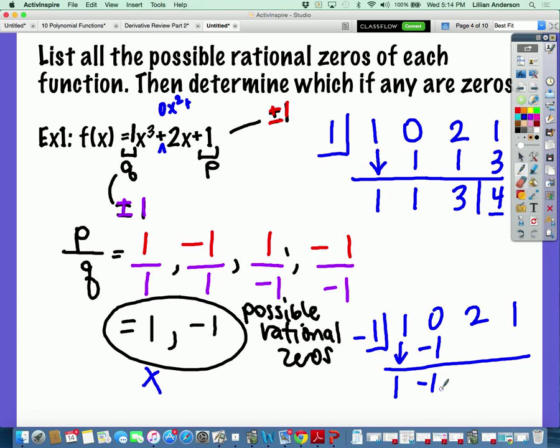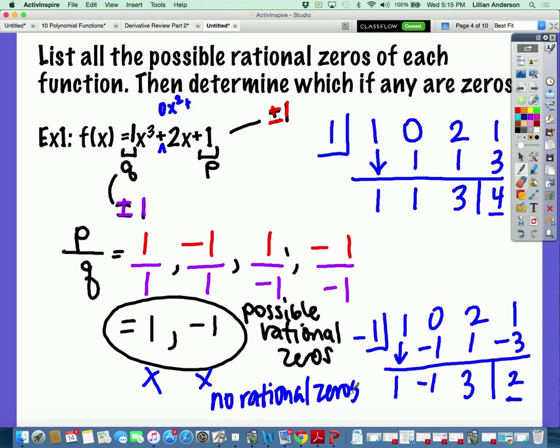In this case, we're going to subtract. Multiply, add, multiply, add. As we see here, 2 is our remainder, not 0. So that means that negative 1 is not an actual rational zero. So in this particular case, there are no rational zeros, roots, or x-intercepts for this particular function.